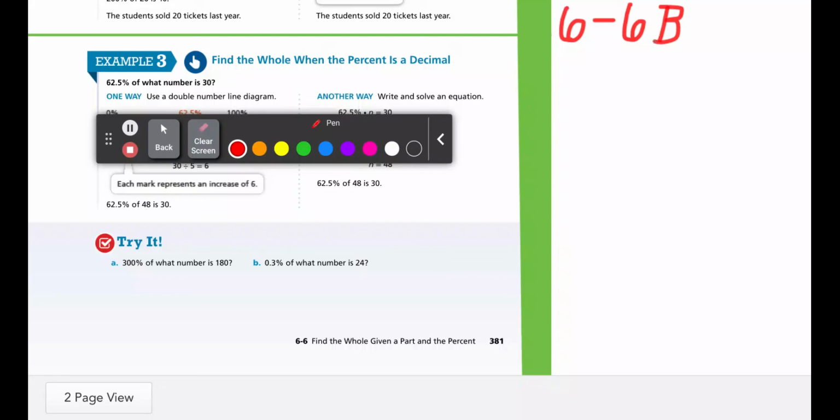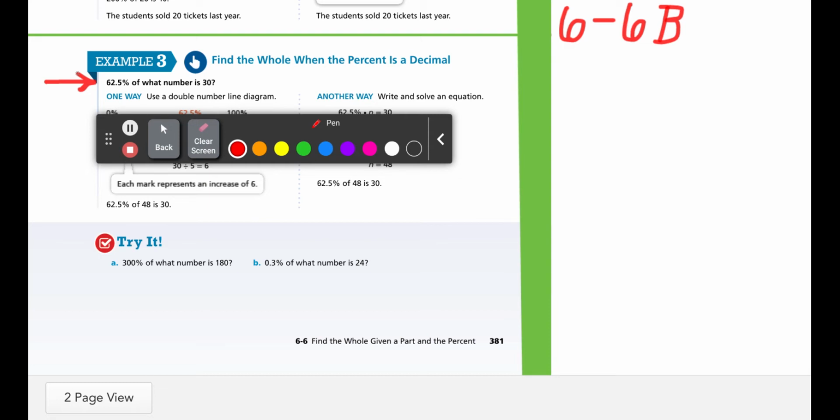This is lesson 6.6b. We're going to continue finding the whole when we have the percent and the part, but now the percent is going to be a decimal. So if we look at example 3 here, it says 62.5% of what number is 30?